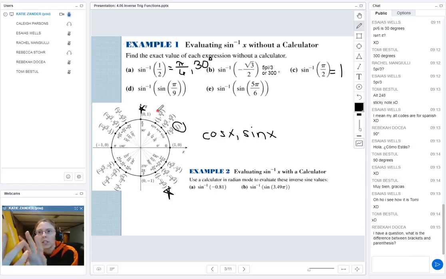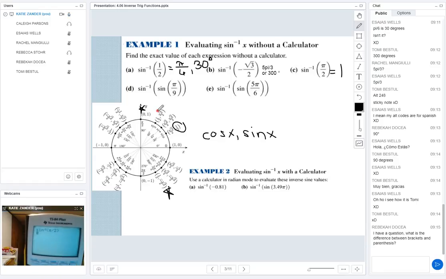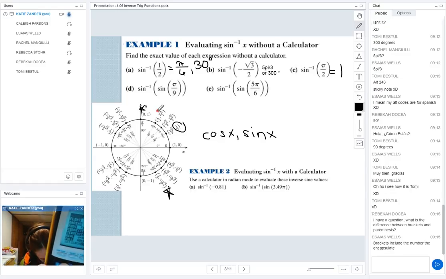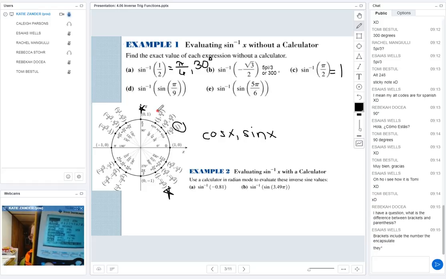So I want you guys to go ahead and try the same thing. So make sure you're in radian mode because we are working with pi. If you're not, you might be in degrees still from the last lesson or whatnot. So go over and change that into radian mode.